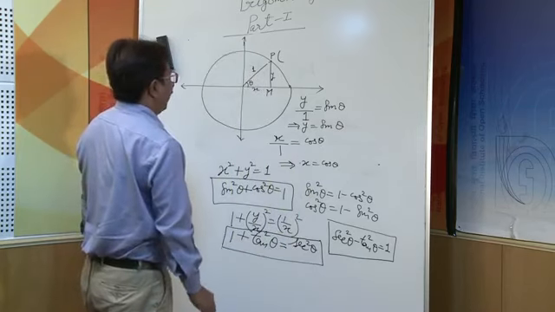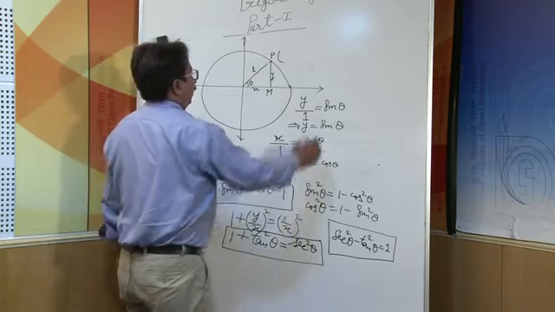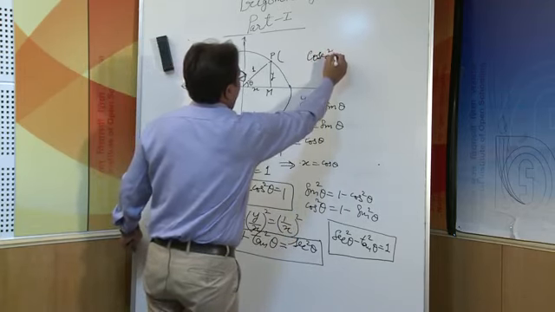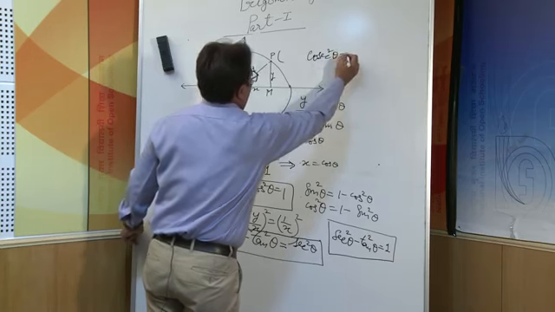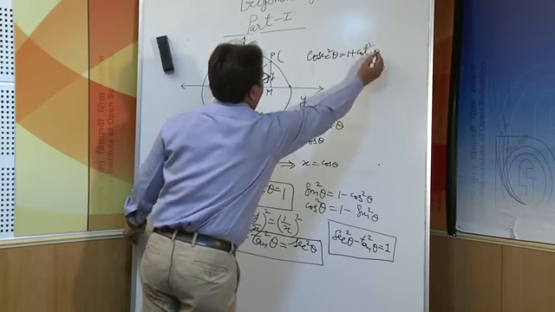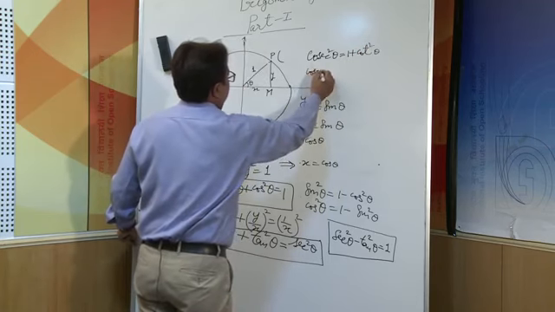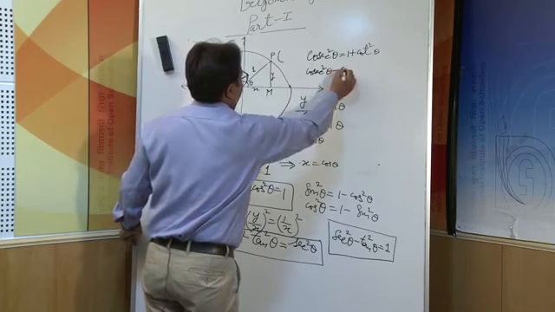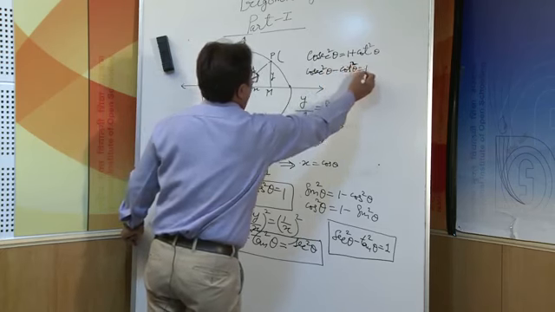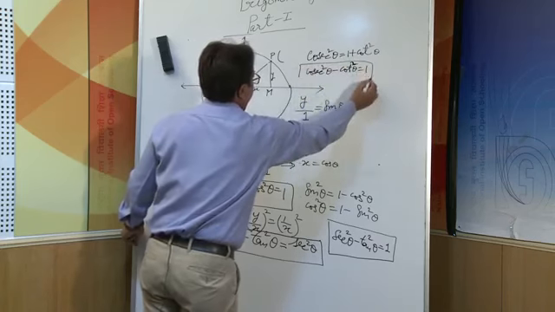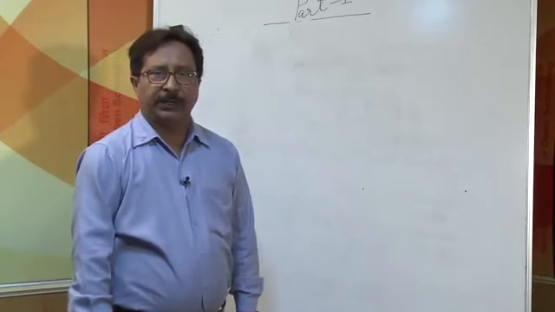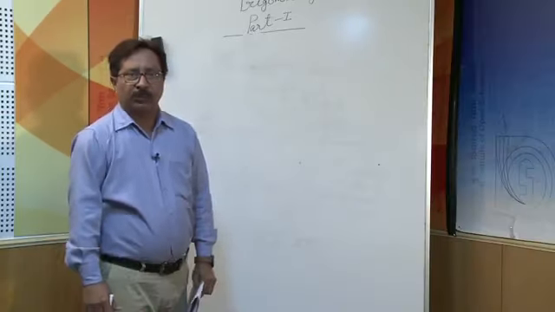Similarly, we can write down the third and final identity, that is cosec square theta equal to 1 plus cot square theta, or say cosec square theta minus cot square theta equal to 1. Using these identities, let us solve one problem.